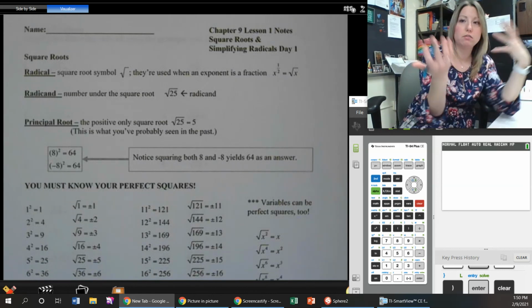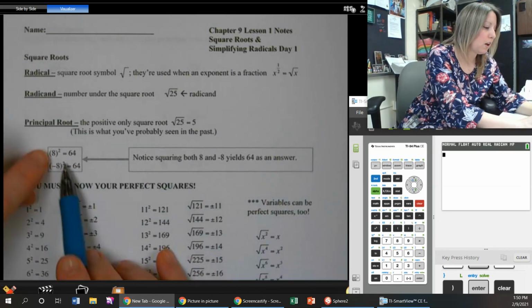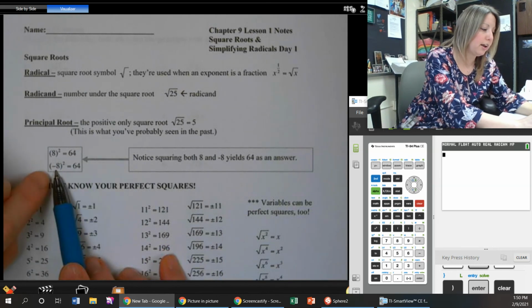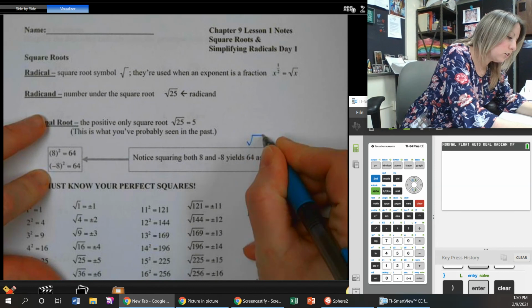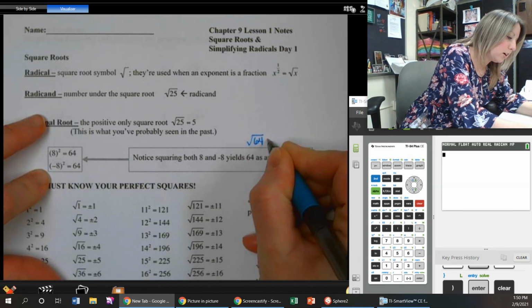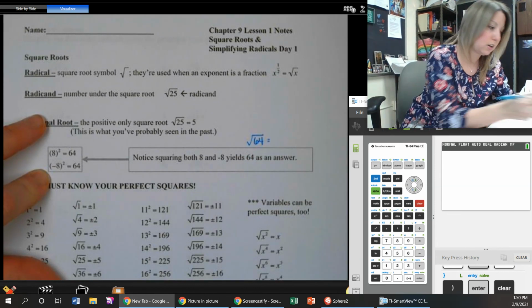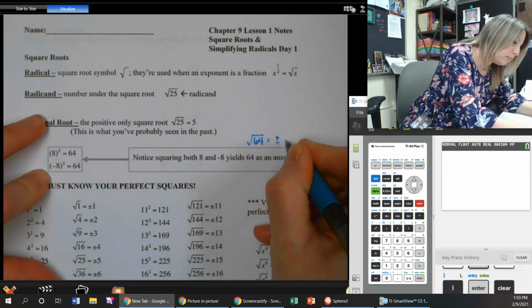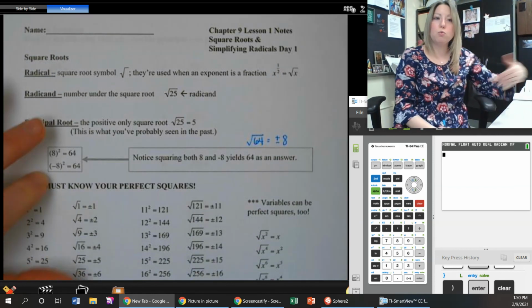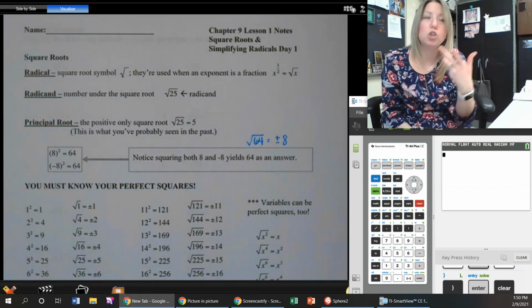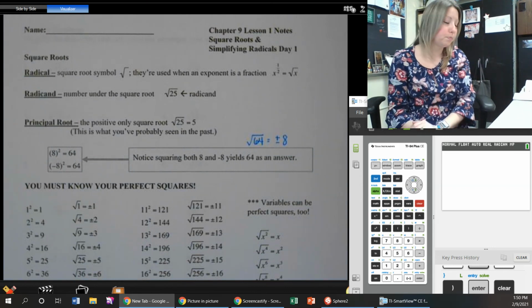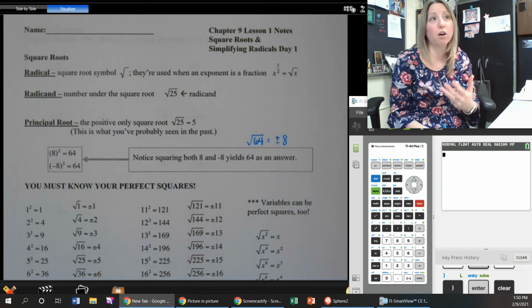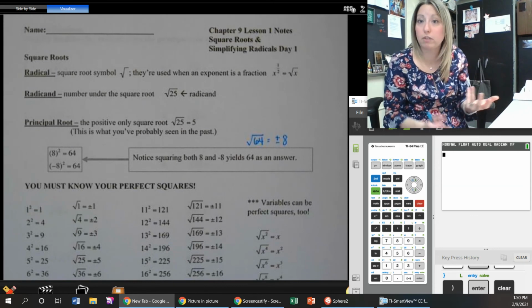Okay? But to address it quickly, 8 squared is 64, and negative 8 squared is 64, which means that if I ask you the square root of 64, technically the answer to this is plus and minus 8. But if you only give me positive 8, you are giving me the principal root. You can already see where I'm going with this next part.